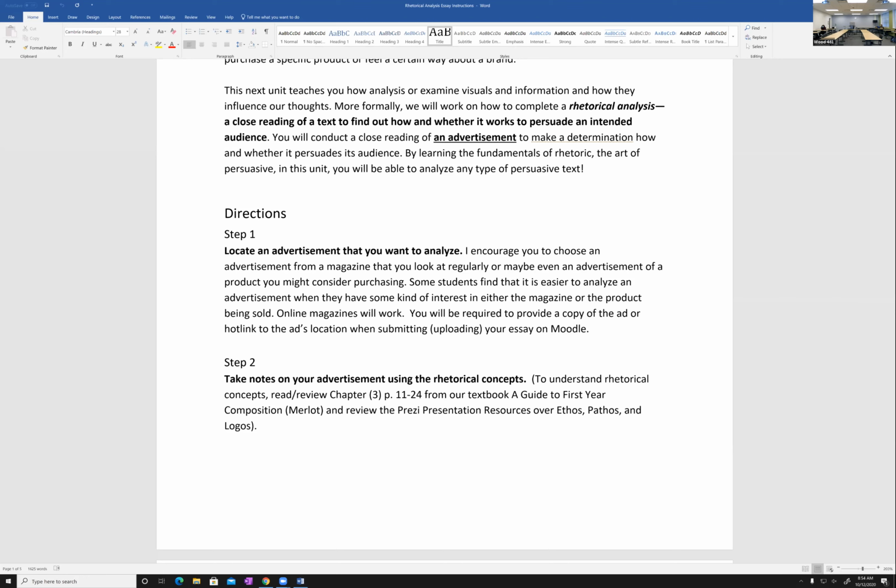What I find though now, a lot of students don't read magazines. Does anybody read a magazine anymore? See, that's what I was a little worried about. How about online magazines? Does anybody read online magazines? Okay, so this may be a little new for you. So you may need to do a little research.